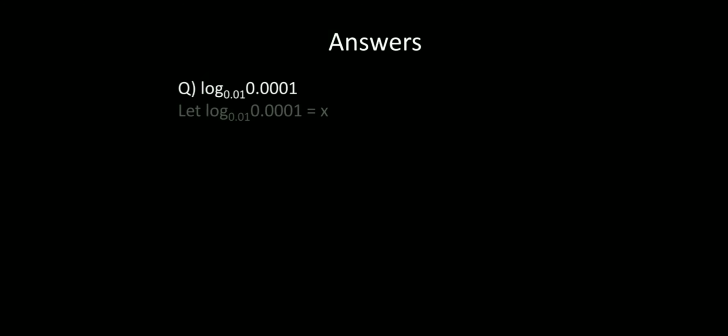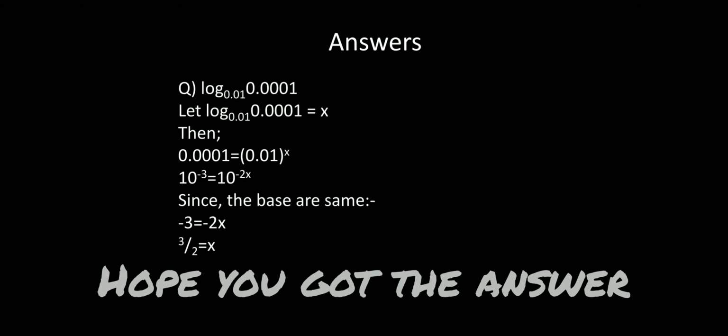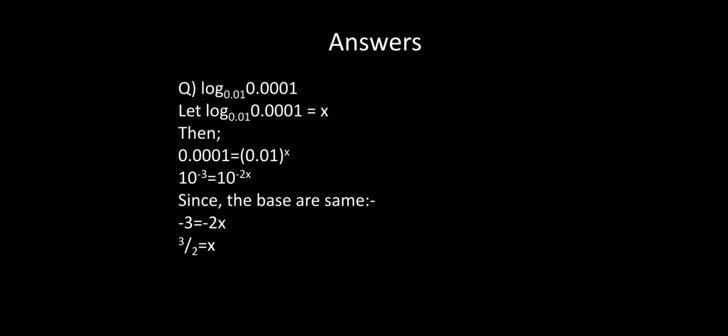Okay, next question. The question is log 0.0001 to the base 0.01. Again we will say that log 0.0001 to the base 0.01 is equal to x. Now convert into the form we know. 0.0001 is equal to 0.01 to the power x. 10 power minus 3 is equal to 10 power minus 2x, because 0.0001 is 10 power minus 3 and 0.01 is 10 power minus 2. Equate the powers because the base is the same, and you will get the answer as 3 by 2.